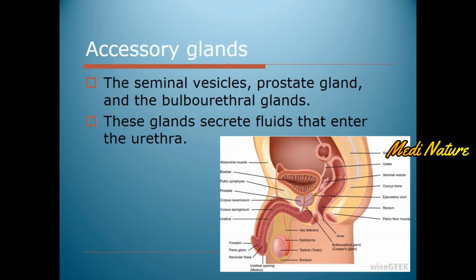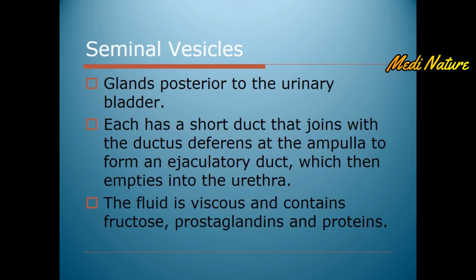Let's see about the accessory glands of male reproductive system. The seminal vesicles, prostate gland, and the bulbourethral gland are the accessory glands. These glands secrete fluid that enters into urethra. Seminal vesicles are the glands which are located posterior to the urinary bladder. Each has a short duct that joins with the ductus deferens at the ampulla and forms the ejaculatory duct. Then the ejaculatory duct empties or opens into the urethra.